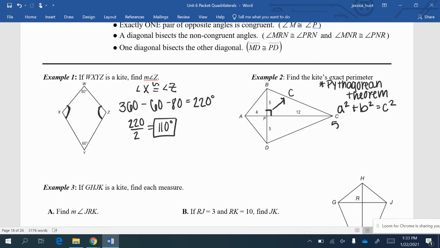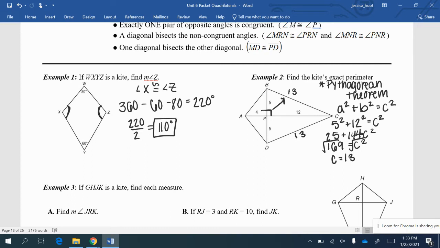So I'm going to have 5 squared plus 12 squared equals c squared. 5 squared is 25, 12 squared is 144. Add them together, I'm going to get 169. And c is 13 here. So this side, the length is 13. This side is 13 as well.